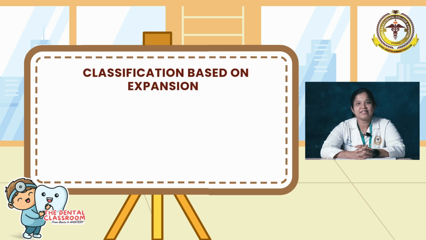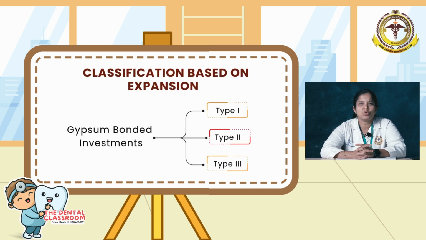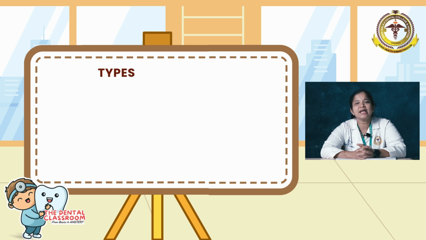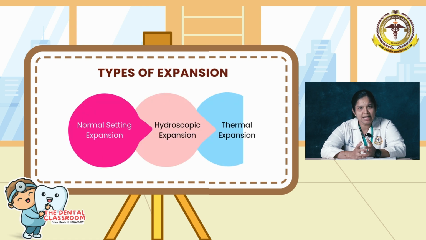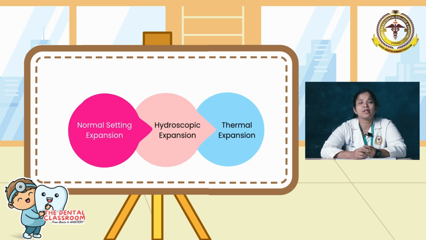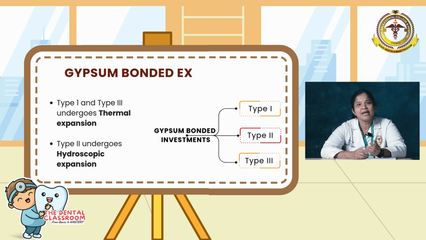The gypsum bonded investment, based on the expansion it undergoes, you classify as type 1, type 2 and type 3. What are the various expansions an investment material undergoes? The various types of expansion are normal setting expansion, hygroscopic setting expansion and thermal expansion. Gypsum bonded material, based on this expansion, divides itself into type 1, type 2 and type 3. Type 1 and type 3 undergo thermal expansion and type 2 undergoes hygroscopic setting expansion.